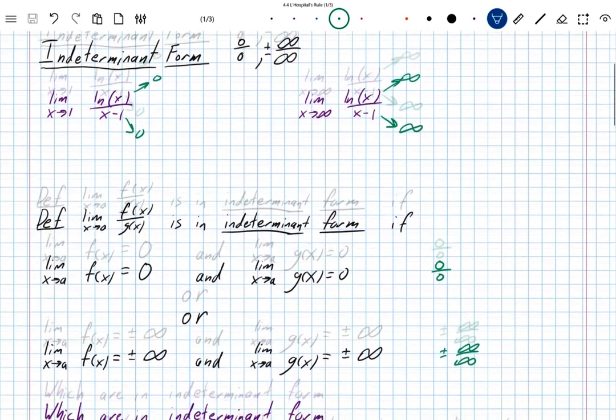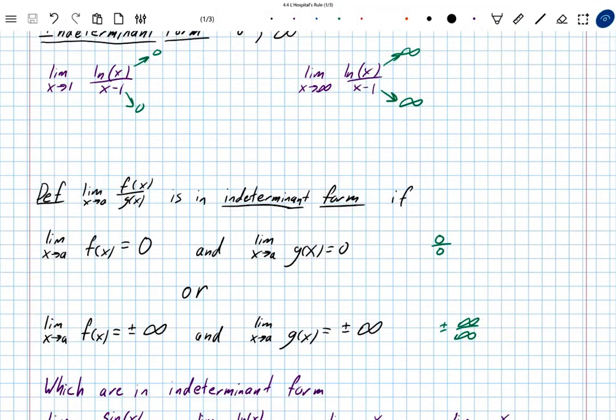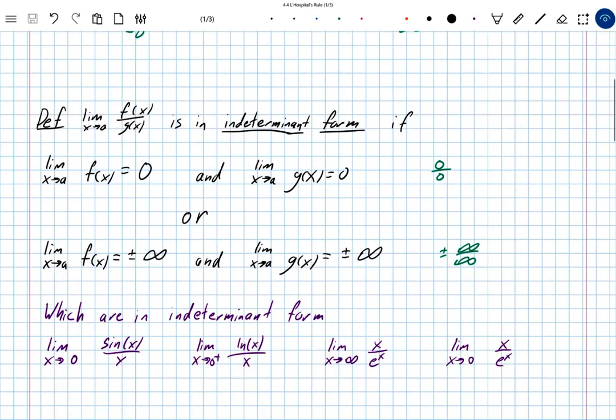Here's our real definition. If I have a limit and I can write it as a fraction of two functions, f of x over g of x, then this limit is in indeterminate form if either of the following two things holds. The limit for f goes to 0 and the limit for g goes to 0. That's this 0 over 0 case. Or we also call it indeterminate if the limit for f goes to either plus or minus infinity and the limit for g goes to plus or minus infinity. This is also going to be the other case, that infinity over infinity case.